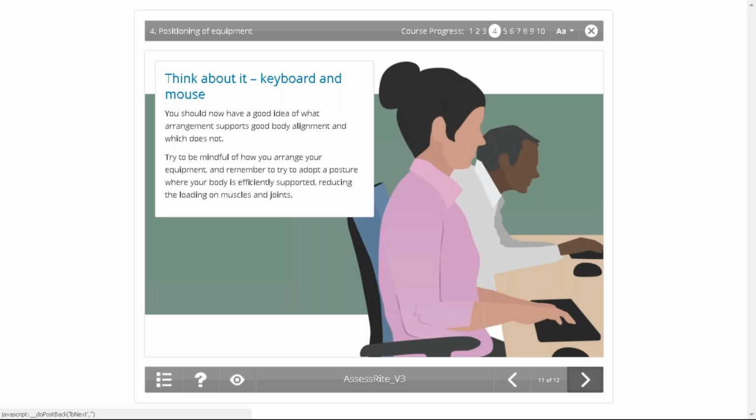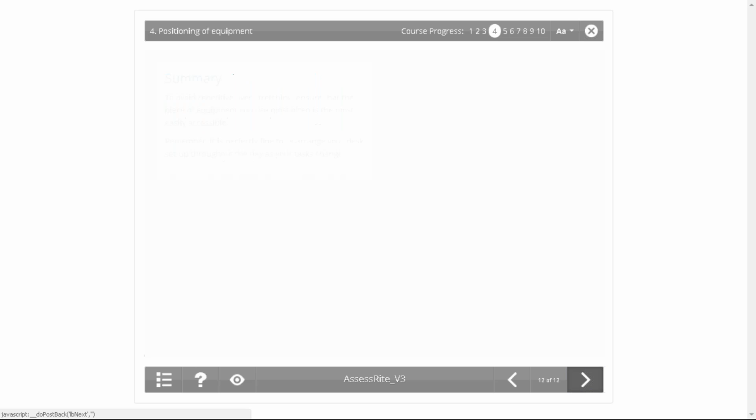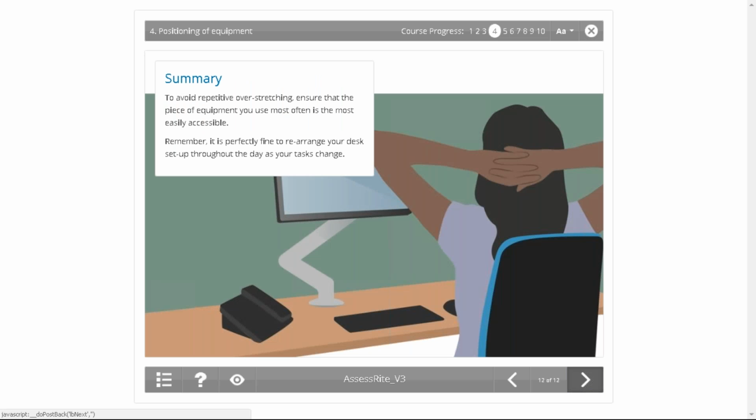You should now have a good idea about what arrangement supports good body alignment and what does not. Try to be mindful of how you arrange your equipment and try to adopt a posture where your body is efficiently supported, reducing the loading on muscles and joints. To avoid repetitive overstretching, ensure that the piece of equipment you use most often is the most easily accessible. Remember, it's fine to rearrange your desk setup throughout the day as your tasks change.